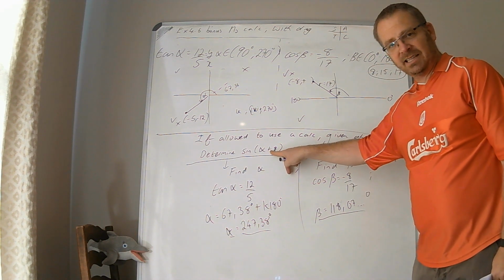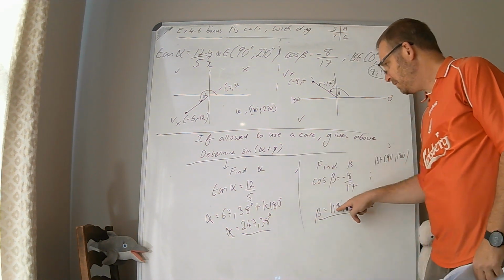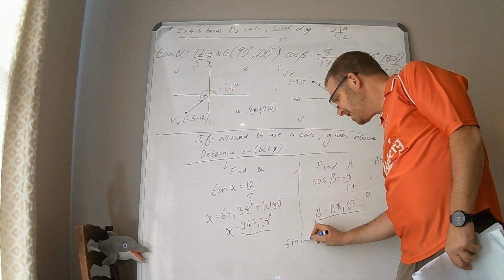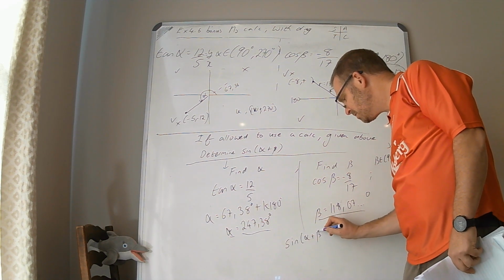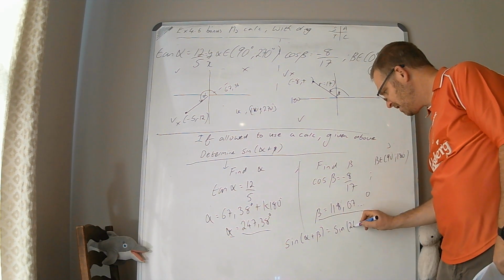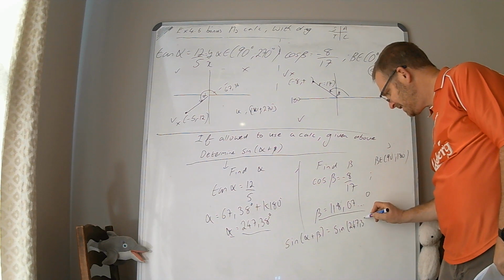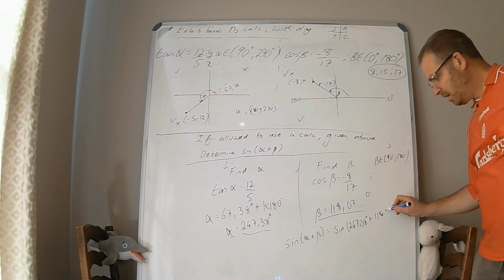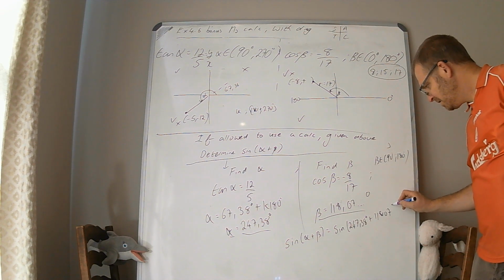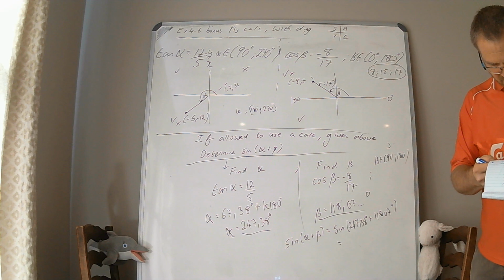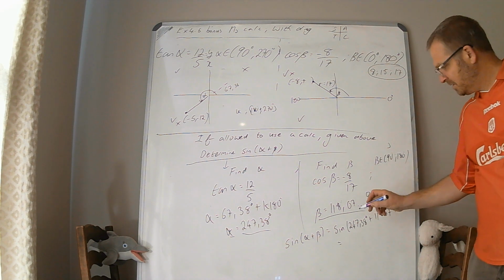So now to work out sine of alpha plus beta, just plug in alpha and plug in beta and use your calculator. So you'd have sine of alpha plus beta would be equal to sine of 247.38 degrees plus 118.07 degrees. Put that into your calculator and you should get an answer of 0.095.